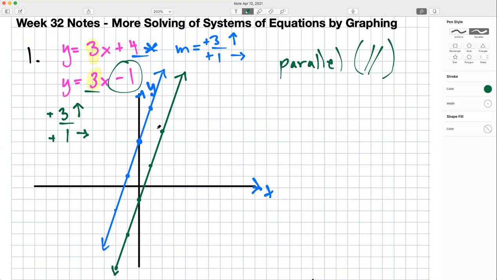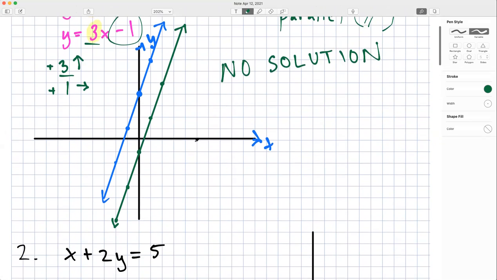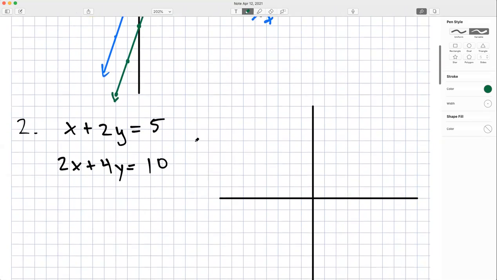So if they never intersect, then does this system of equations even have a solution? No, it doesn't. So this would be an example of a system of equations with no solution. Okay? There is no value of x and y that makes both of these equations true. Doesn't exist. Okay, how about number 2?